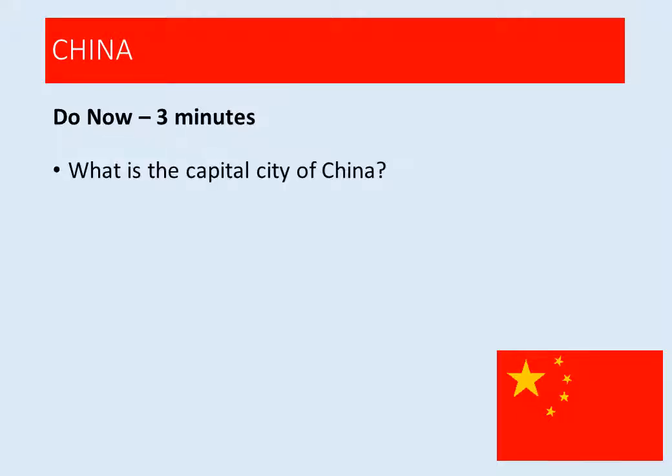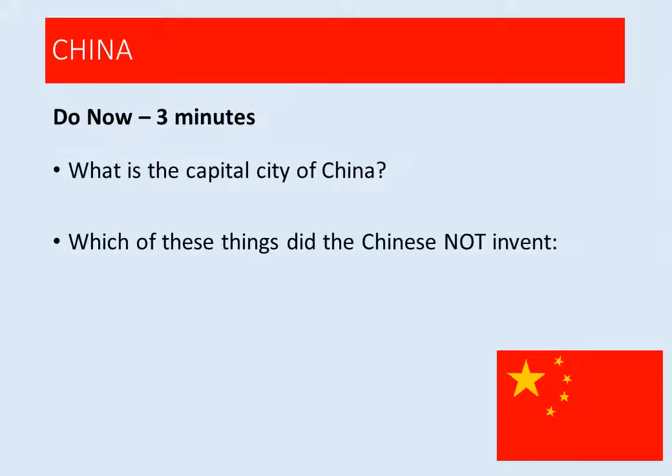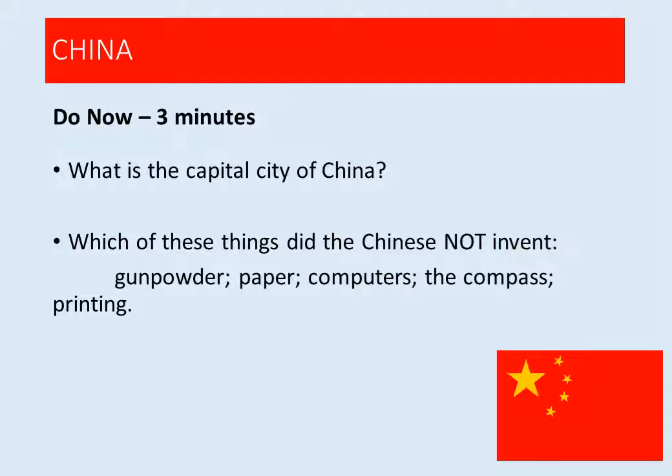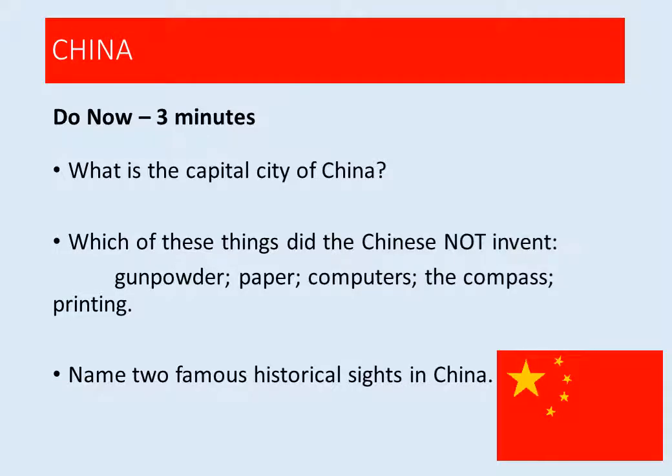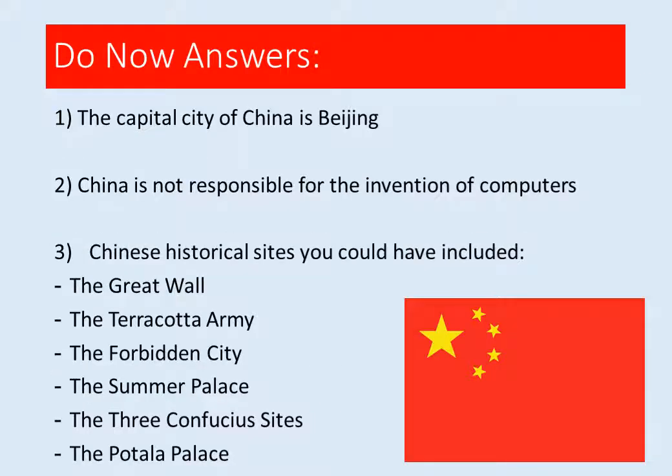So what is the capital city of China? Which of these things did the Chinese not invent? Gunpowder, paper, computers, the compass and printing. And name 2 famous historical sites in China. So please pause the video for about 3 minutes to write down the date and title and complete the do now. Okay, so these are your answers.